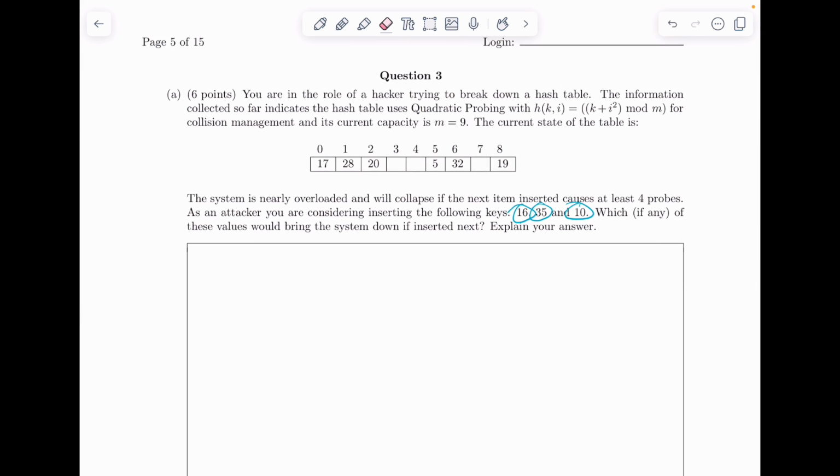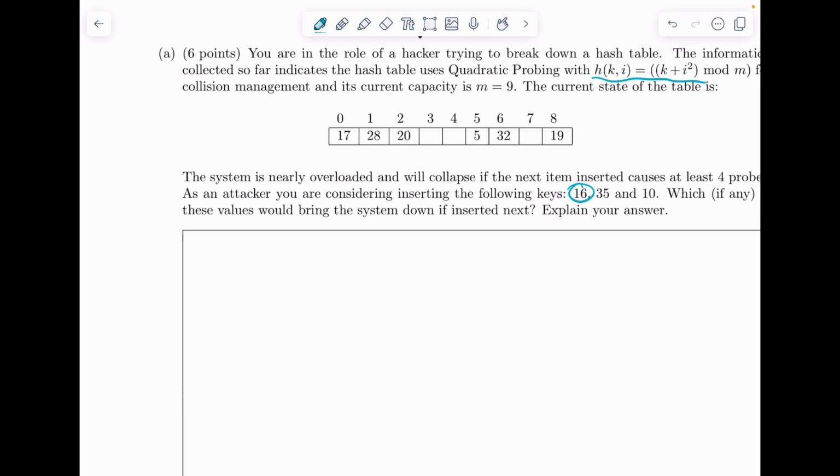This system is nearly overloaded and will collapse if the next item inserted causes at least 4 probes. As an attacker, you are considering inserting the following keys: 16, 35, and 10. Which, if any, of these values would bring the system down if inserted? So let's go down the list. Let's start with key 16 and try to insert it into this table using this function. So let's see what happens.